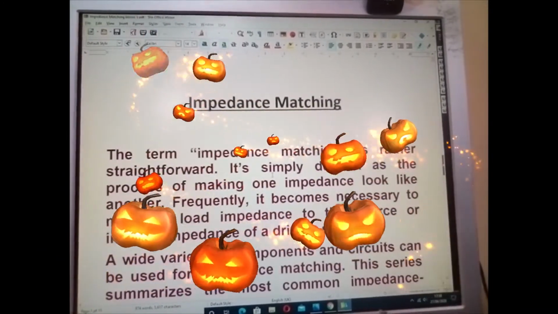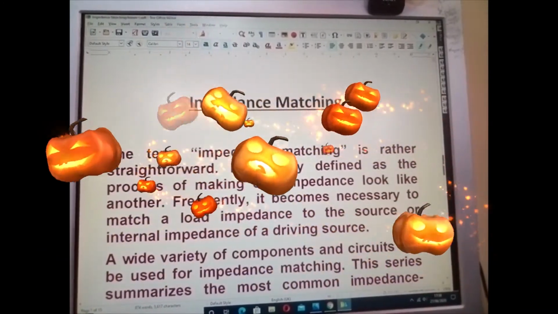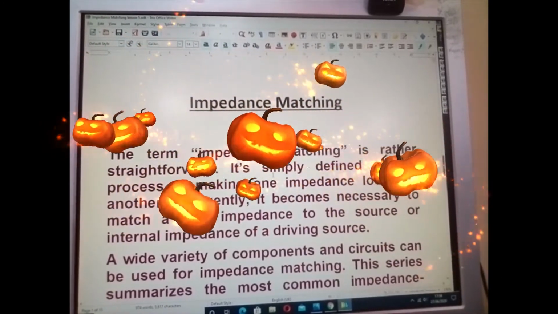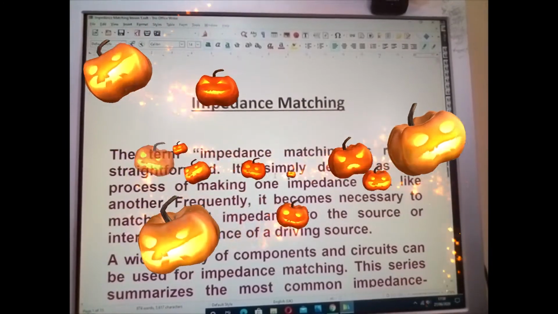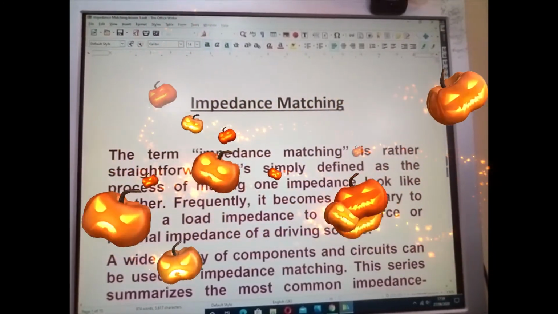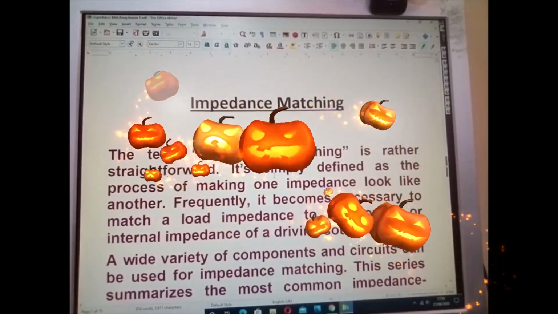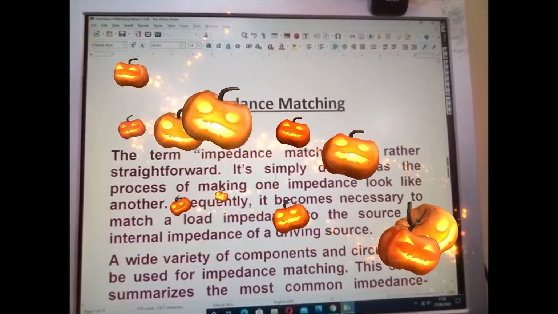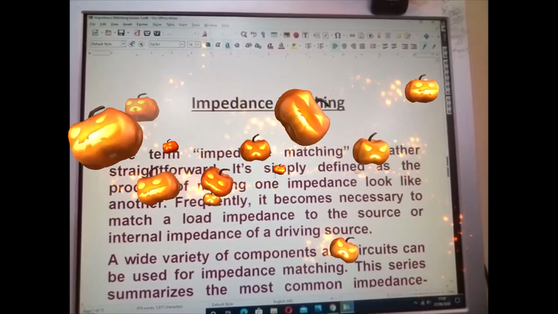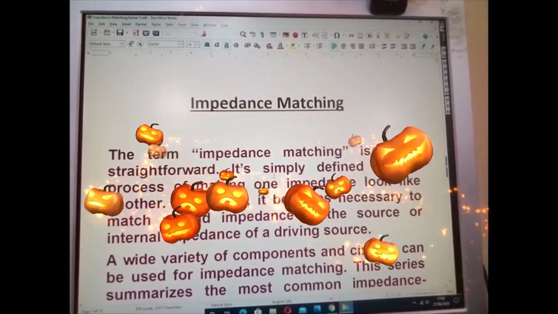Now, you need to do additional reading in regards to impedance matching so that you get a wider concept as to what we're trying to talk about here. I'm only giving you an example or a brief illustration as to what impedance matching is about, because it can become very, very complicated.